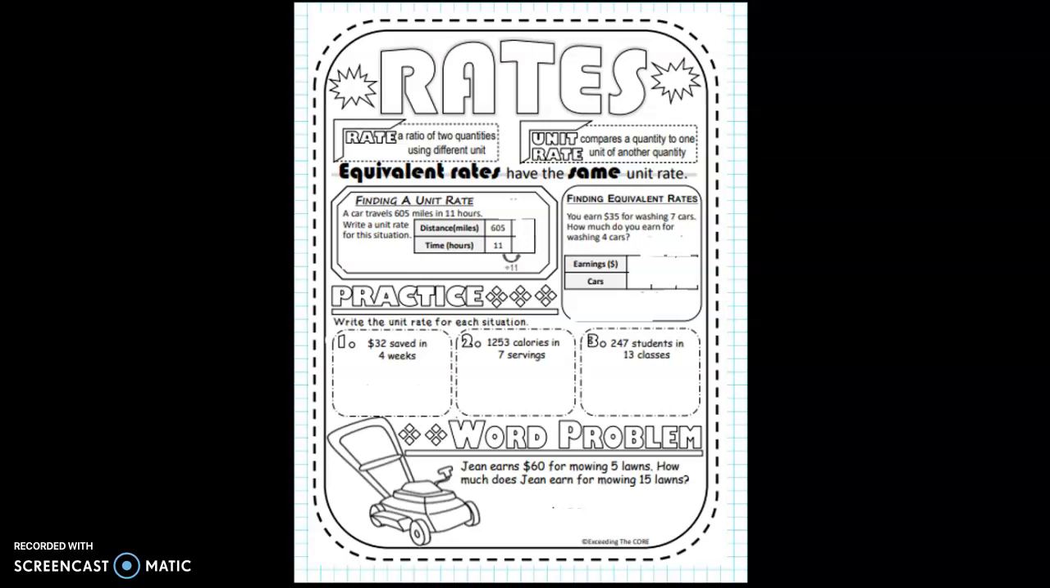Whatever you do to one piece of the ratio, you must do the same thing to the other piece of the ratio, just like we do with fractions. 605 divided by 11 will give us 55 over 1. So the car is traveling 55 miles per 1 hour.